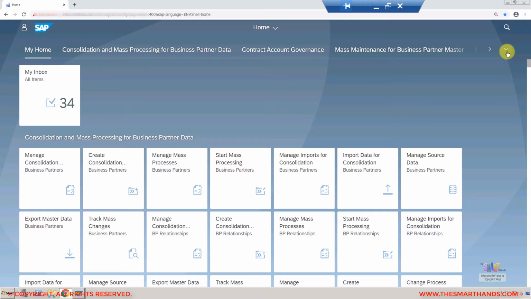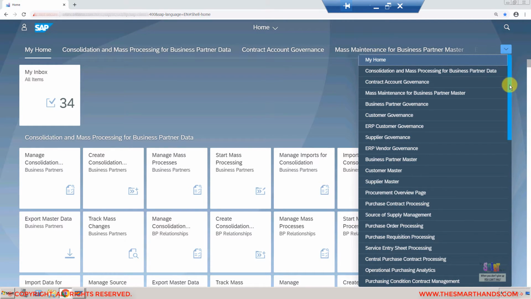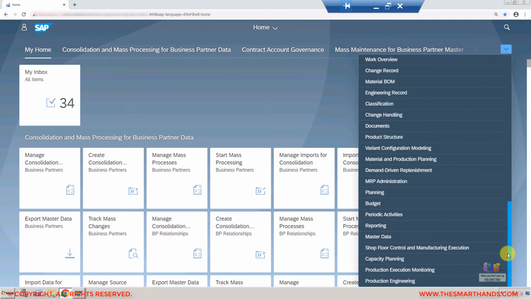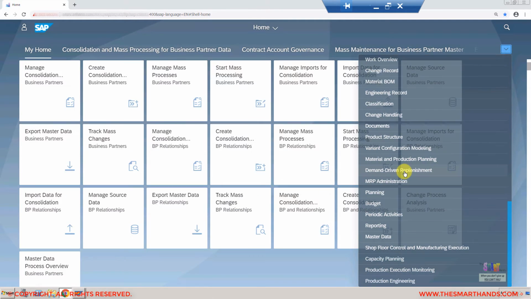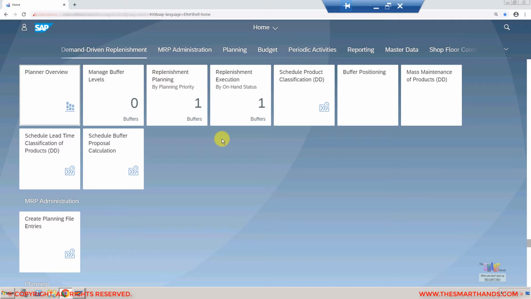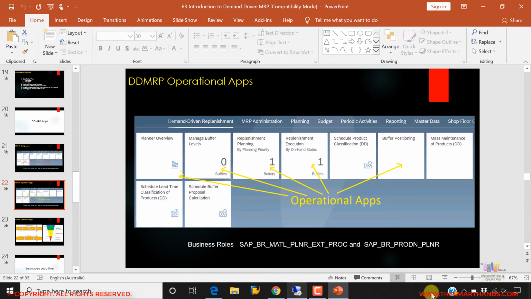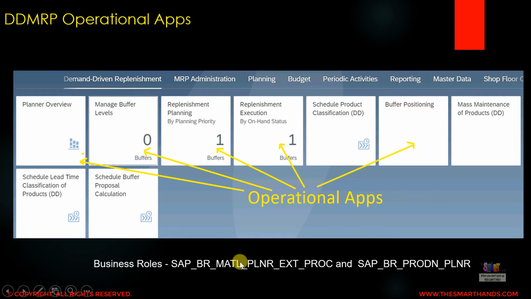So here, if I search for a tile group, this one you can see, demand driven replenishment. Here you can see different apps that I was just showing you. Some apps are 1, 2, 3, 4. These apps are configuration apps, and other apps are basically the operation level apps. We'll discuss more about this in the next videos. And these are basically available under the business roles that I have mentioned at the bottom.